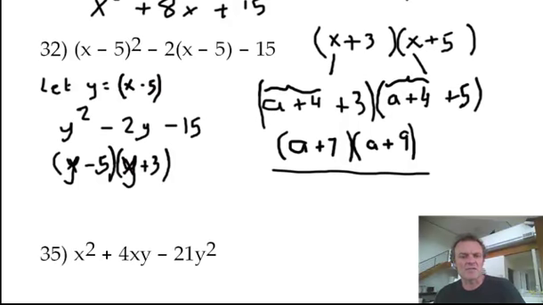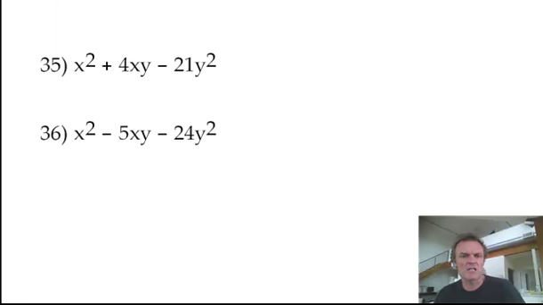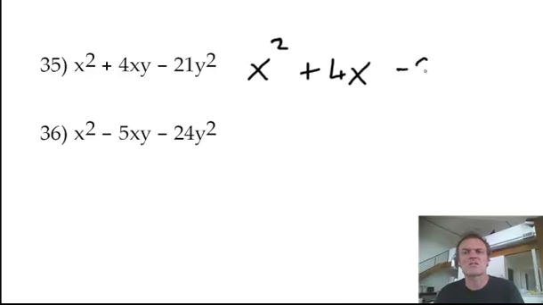Now 35. Let's get some space going here. 36 is similar. The trick for this is a bit like what I did with the other two, but this time ignore the second letter. Pretend that y isn't there, the one at the end. Pretend it's x squared plus 4x minus 21. So ignore the y. It's not there. Put it back in at the end.